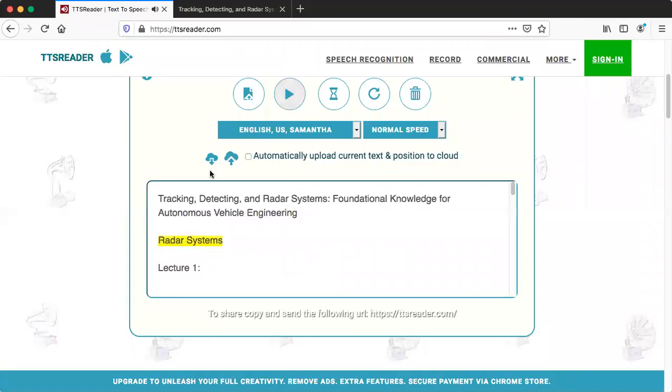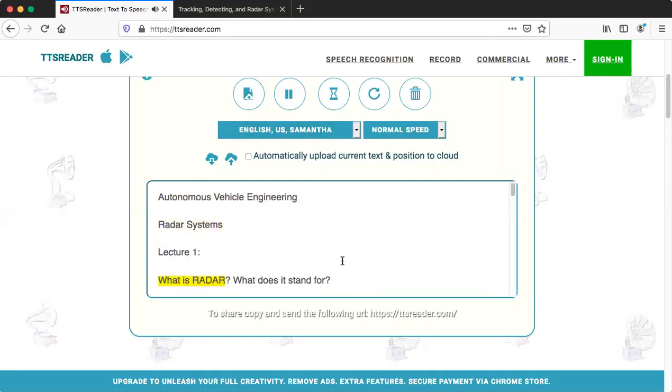Radar systems. Tracking, detecting, and radar systems. Foundational knowledge for autonomous vehicle engineering. Radar systems. Lecture 1. What is radar?